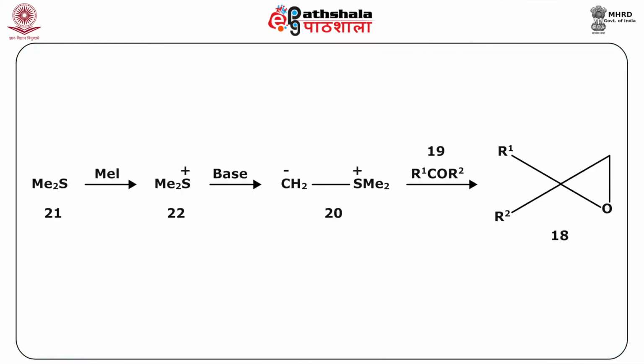The synthesis of oxiranes henceforth can be achieved by the following steps, starting from dimethyl sulfide as represented in the disconnection approach. The dimethyl sulfide on reaction with methyl iodide forms trimethylsulfonium ion. The trimethylsulfonium ion is converted to dimethylsulfonium methylide in the presence of a base. The dimethylsulfonium methylide then reacts with the ketone by a net methylene transfer to form disubstituted oxiranes.